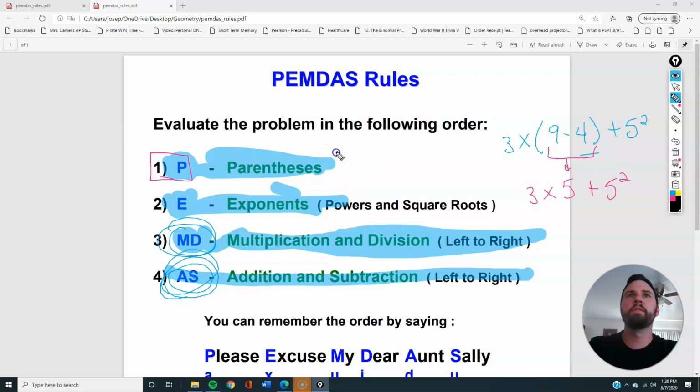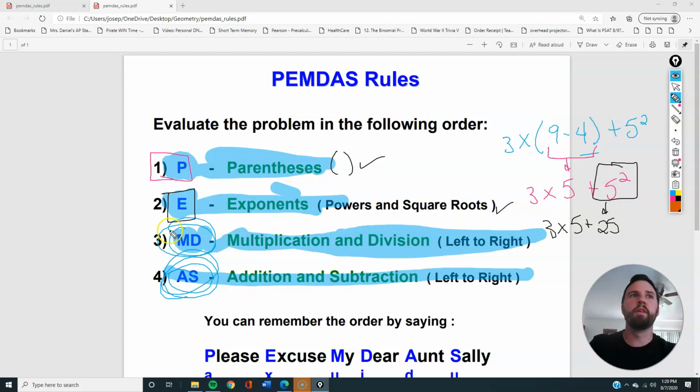Are all my parentheses gone? Yup. Next, I'm going to look for exponents. I do have an exponent, 5 squared. So I'm going to calculate that out. Be careful trying to plug this all in your calculator, guys. You could have a bad time. Now, are all my exponents gone? Yes, they are.